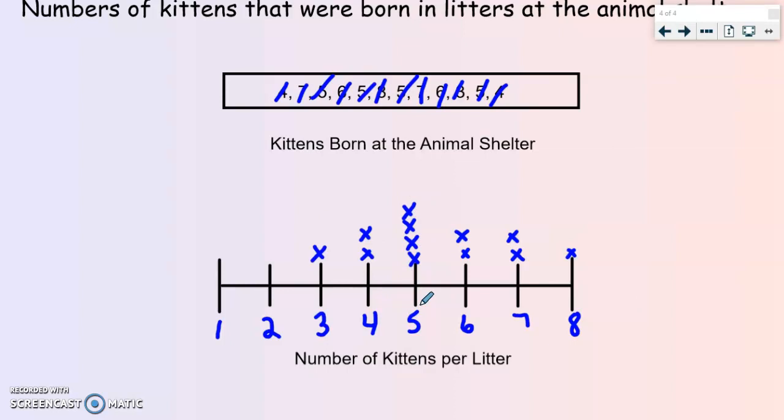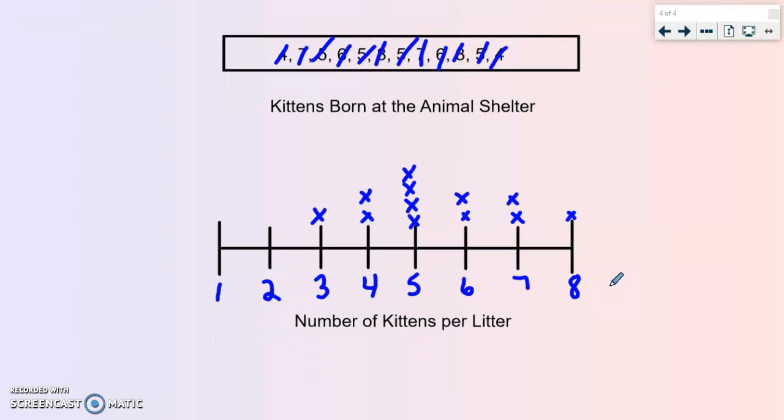Another thing we can call line plots is a frequency chart. And frequency refers to how often something happens. And so this way of having the data laid out really lets us see how often something occurs. So for example, you could see that 5 kitten litters were born most often, happen more frequently, as opposed to 3 kittens or 8 kittens per litter.